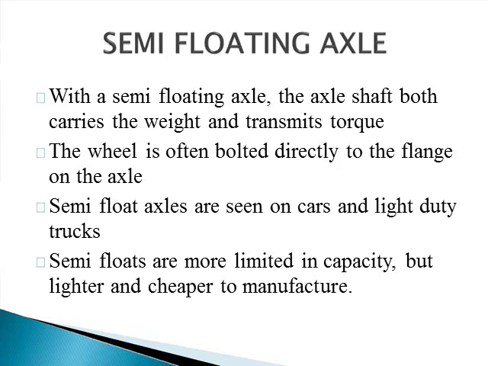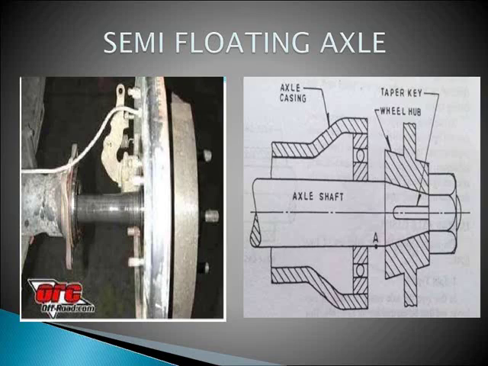Mainly this type you can observe in passenger vehicles and light commercial vehicles. The semi-floating axle shaft both carries the weight and transmits torque. The wheel is often bolted directly to the flange on the axle. Semi-floating axles are seen on cars and light-duty trucks. The same you can see in this drawing.